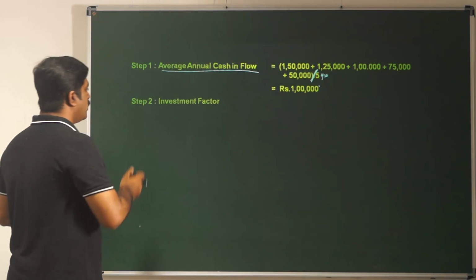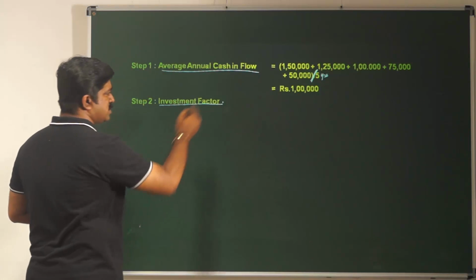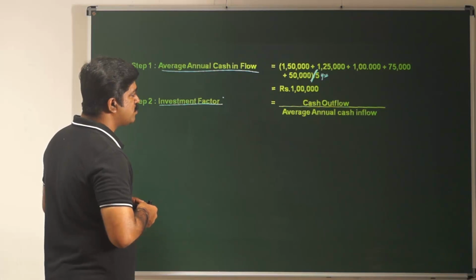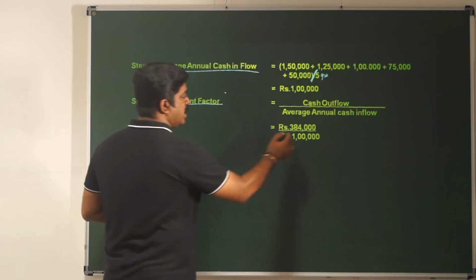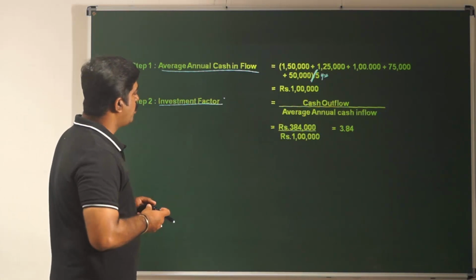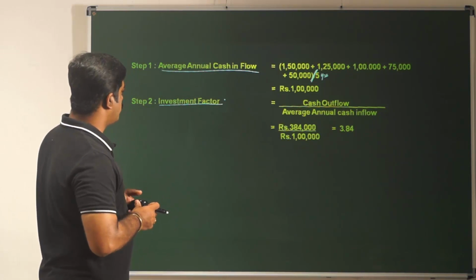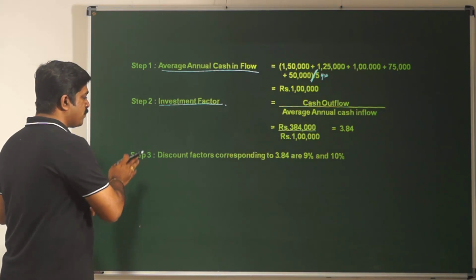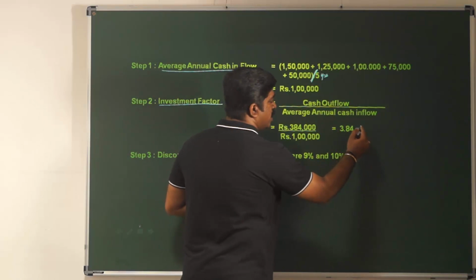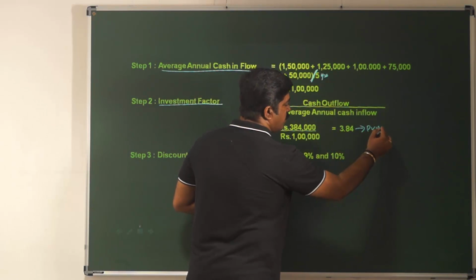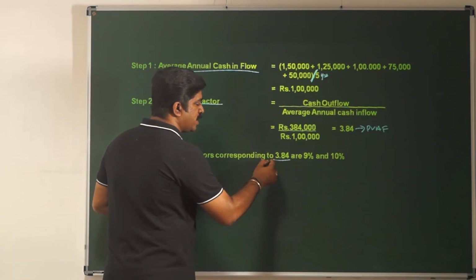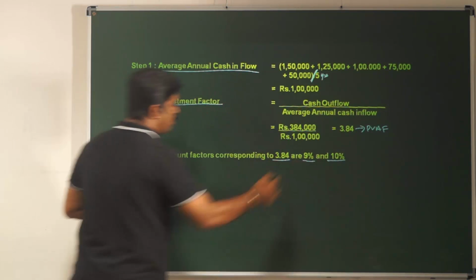Then step 2, we can find out the investment factor, which is nothing but investment made divided by average cash inflow. So investment made how much? 384,000. Average cash inflow is 100,000. So we get 3.84. That's your investment factor. Then comes step 3. You have to trace this 3.84 in the present value annuity factor table, and if you do so, you would notice that 3.84 is lying between 9% and 10%.